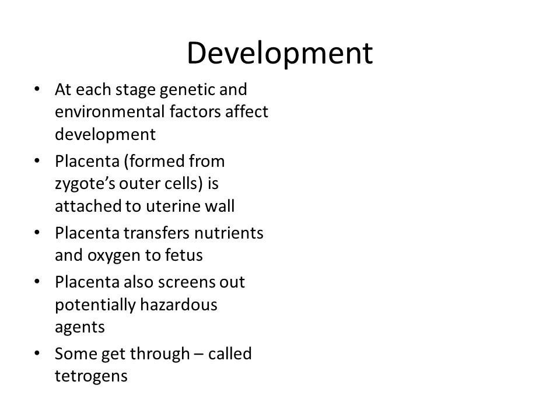Okay, so development. At each stage, genetic and environmental factors affect development. The placenta, formed from the zygote's outer cells, attaches to the uterine wall, and the placenta is what transfers nutrients and oxygen to the fetus. The placenta is also supposed to screen out potentially hazardous agents, and it does a really great job, but sometimes they get through. And just so you know, this is a typo. There's a missing letter here. It's teratogens. And sometimes those harmful materials called teratogens get through.